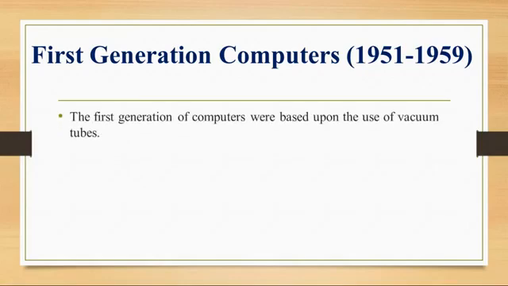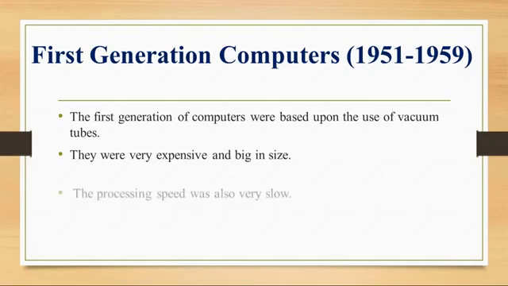First generation of computers were based upon the use of vacuum tubes. A vacuum tube consists of glass bulb and wire. The wire is used to carry data in the form of electronic signals. In the first generation, vacuum tubes, magnetic tape drives, and magnetic core memory were developed. ENIAC, standing for Electronic Numerical Integrator and Computer, was the first electronic digital computer.